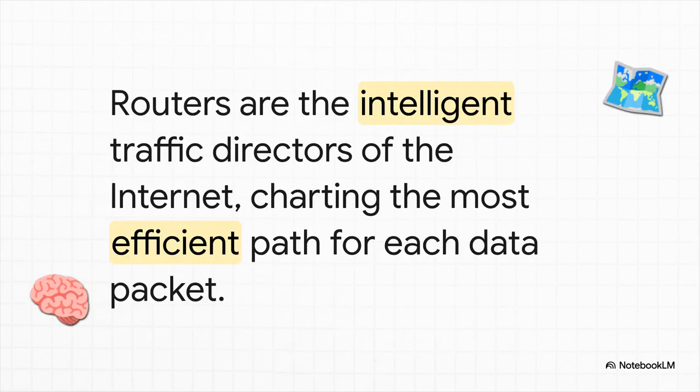So you're probably wondering, how in the world do all these billions of little packets find their way? Well, that is the job of huge, incredibly powerful routers located all over the globe. These things are the brains of the internet. They're constantly talking to each other, figuring out the absolute fastest, least congested route for every single one of your packets to take to get where it's going.